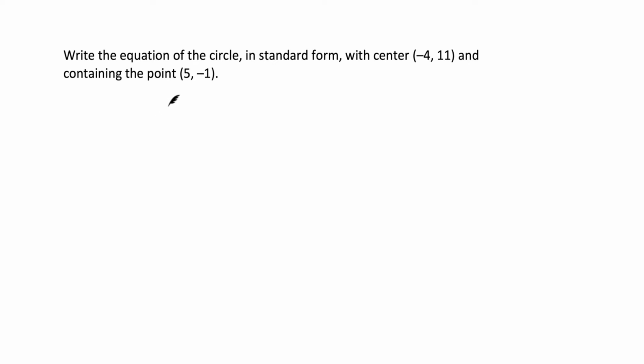Second question. Write the equation of the circle in standard form with center (-4, 11) and containing the point (5, -1). Now we have the center point, but the radius is not given to us. But it's completely fine. This point lies on the circumference, and if we have this circle with the center point and this point lies somewhere here, if I take the distance of this, I will get the radius. So he has basically involved some coordinate geometry in this question.